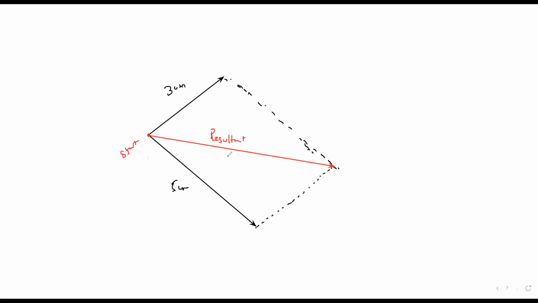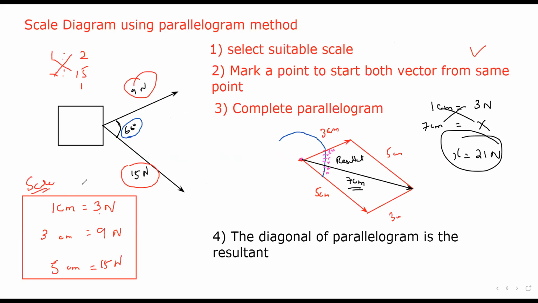So what we do, we measure the length using a ruler or the scale. We'll measure the length of this diagonal. Example, the length of the diagonal is 7 centimeter. So if the resultant length is 7 centimeter, but we need our final answer to be in Newton. So what is our first scale? Our first scale was 1 centimeter is 3 Newton.